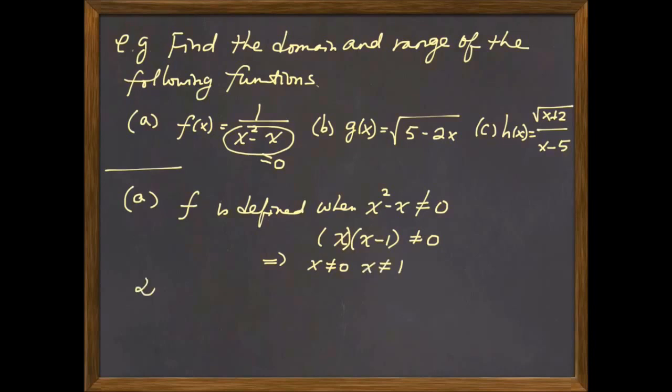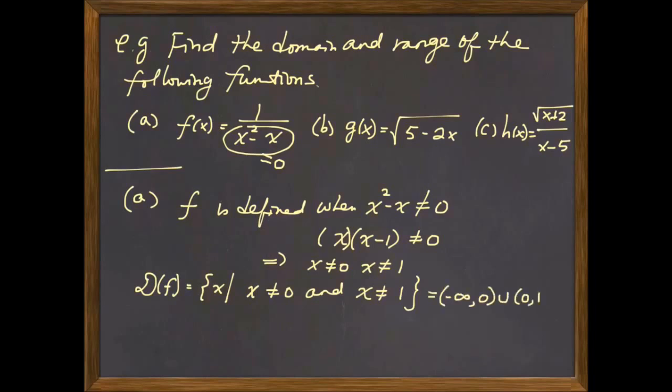That means I can write the domain for the function f to be the set of all x values such that x is not equal to 0 and not equal to 1. If you write this in interval notation, that would be negative infinity to 0, union 0 to 1, and then union 1 to infinity. On the other hand, the range for this function is all real numbers except 0.